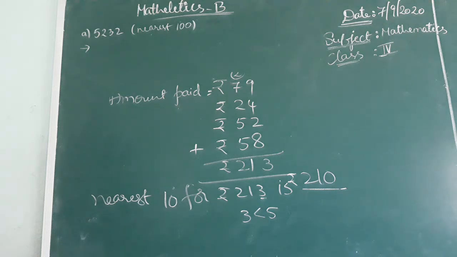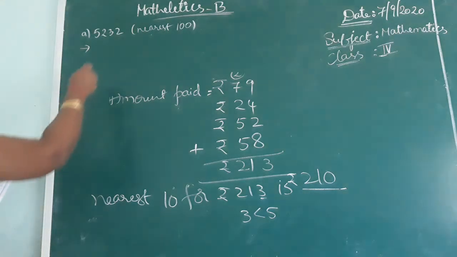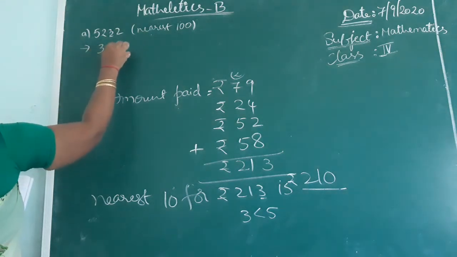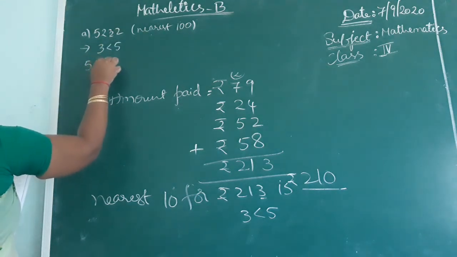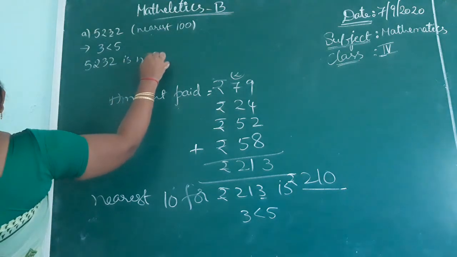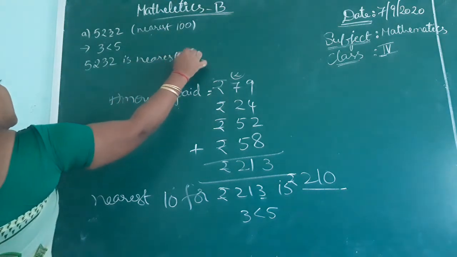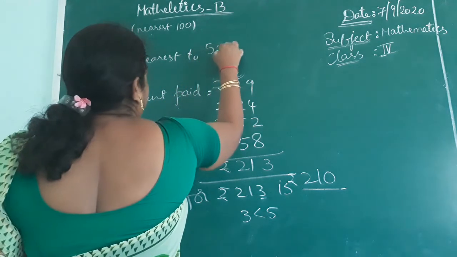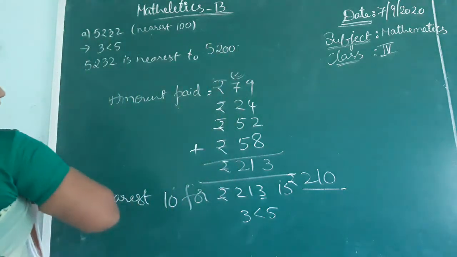5,232. Nearest 100 means choose the tens place. What is this number? 3. 3 is lesser than 5. So 5,232 is nearest to the lesser number, 5,200. Next one.